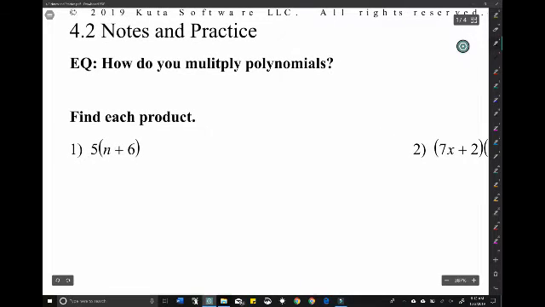Key thing today, how do you multiply polynomials? We added and subtracted in the last lesson. This time we're multiplying, okay? Pretty simple stuff, for the most part.